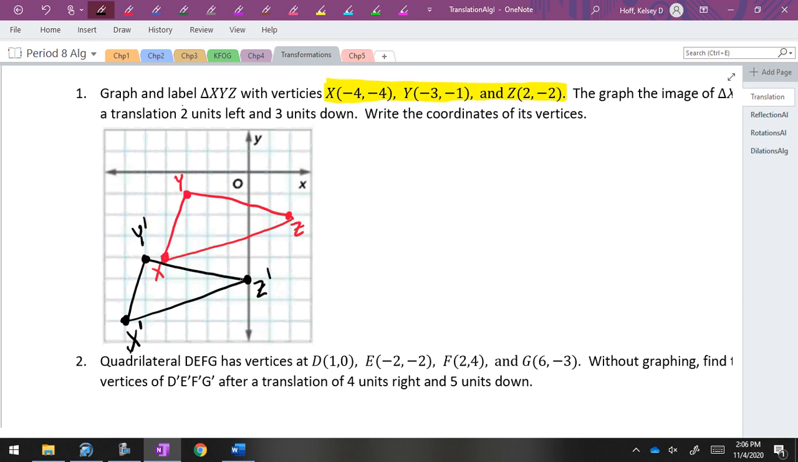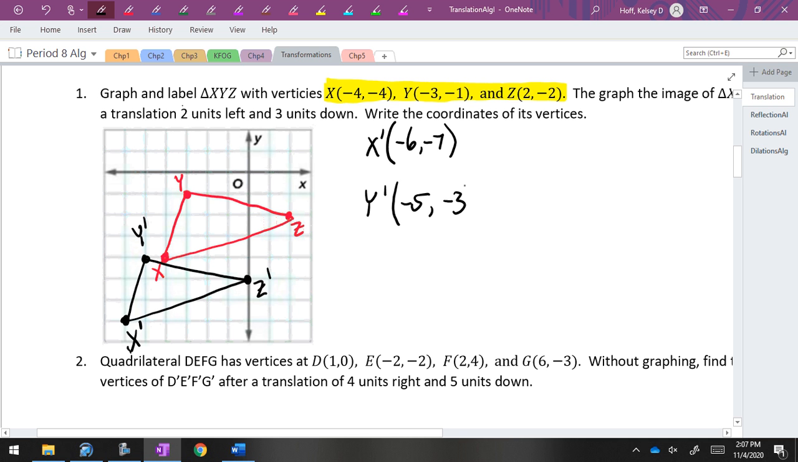All right, now we have to write the coordinates. X prime is located at -6, -7. Y prime is located -5, -4, right? Is that what you said? And Z prime is located 0, negative what? 5. Good work.